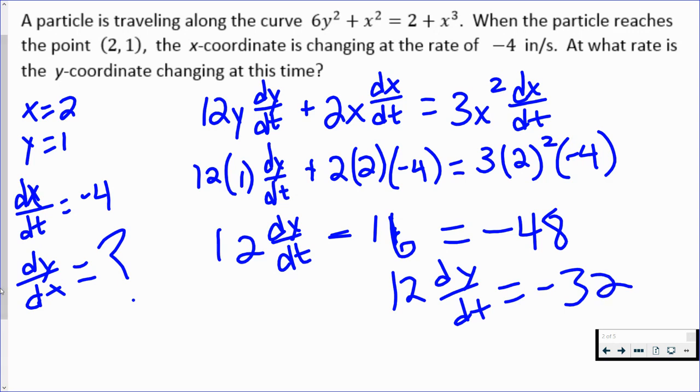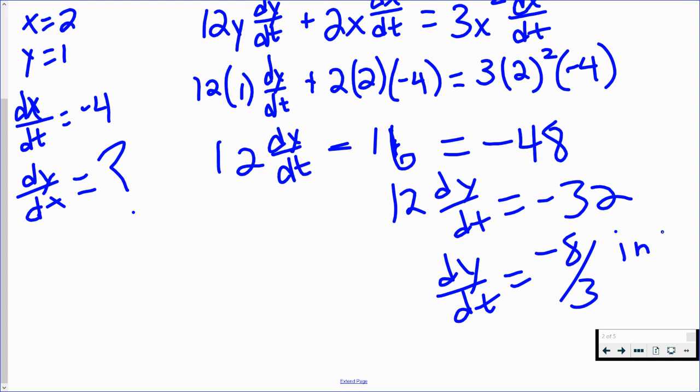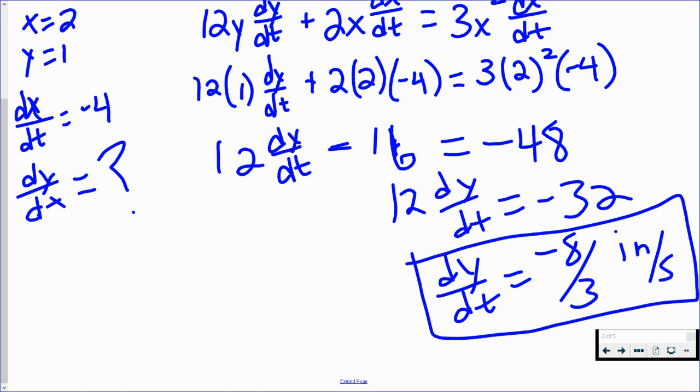Now we want to divide by 12. So dy/dt is negative 32 over 12, which would reduce to negative 8 over 3, and our units were inches per second. Okay, we could leave it like that, or we could get a decimal if it was a calculator active problem. For one like this, you can do all of this without a calculator, so this is most likely going to be a calculator inactive type problem.